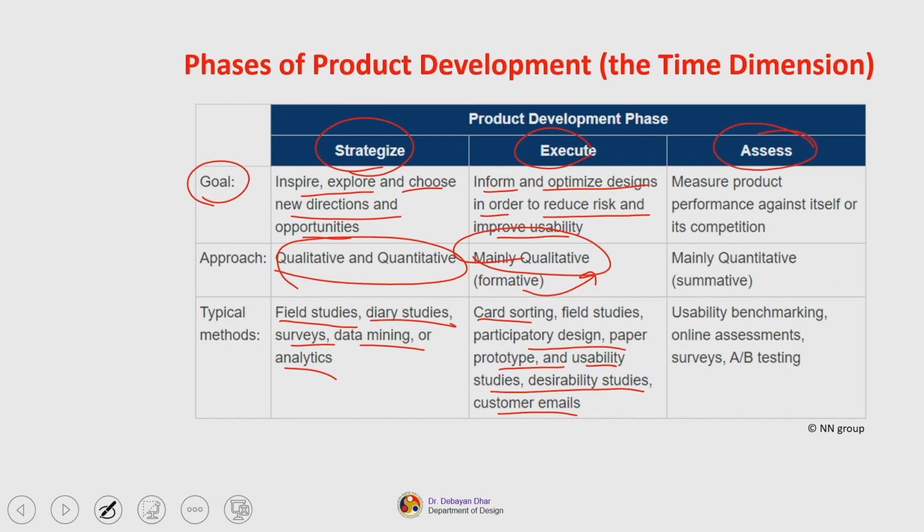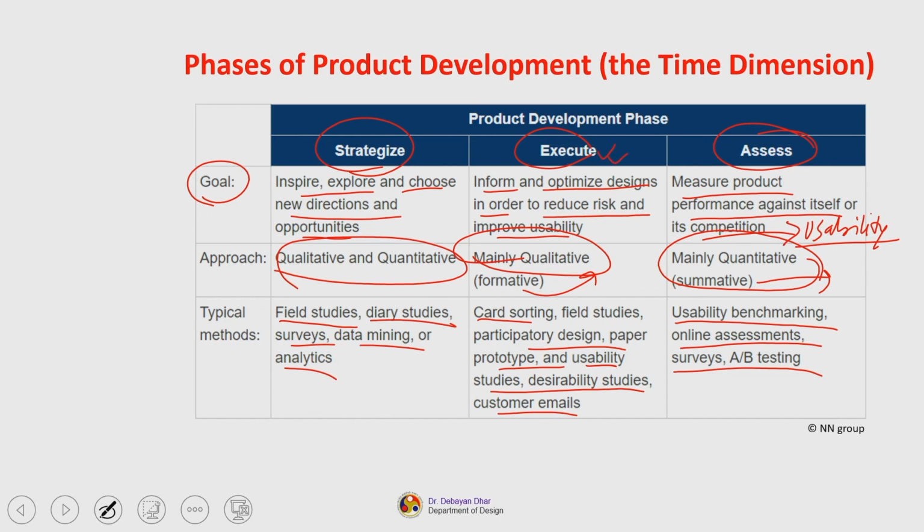The final one, which we will discuss in the subsequent modules, is to assess. The focus is to measure product performance against itself or its competition. The usability parameters, the ones that we discussed earlier, come into play here. This is mainly quantitative in nature, and the methods are usability benchmarking, online assessment, surveys and A/B testing.